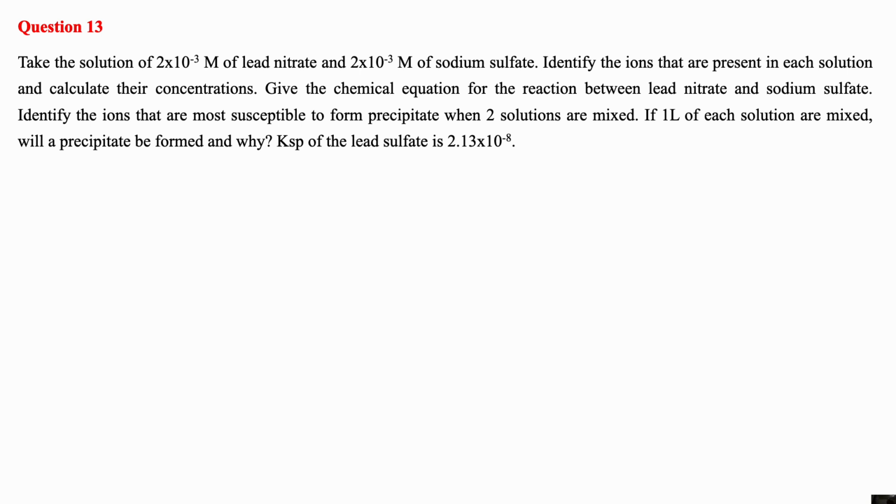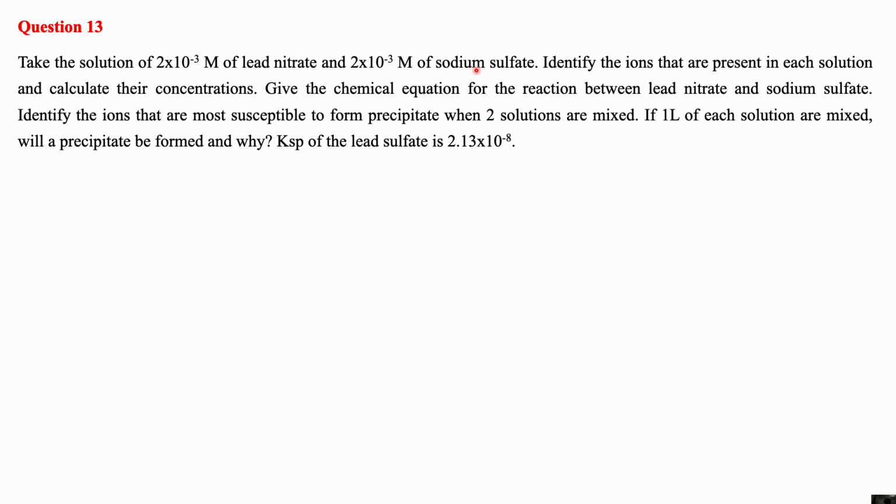So here we have two solutions, lead nitrate and sodium sulfate. We have their concentration. Identify the ions that are present in each solution and calculate their concentration. So here the ions present are lead and nitrate. Lead nitrate, so we need to check the formula. The nitrate is negative, so that means lead will be equal to 2 times 10 power negative 3, and the nitrate will be double depending on the formula.